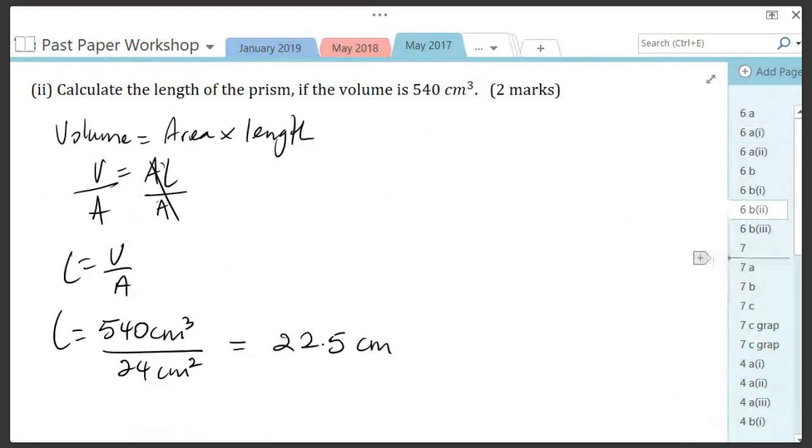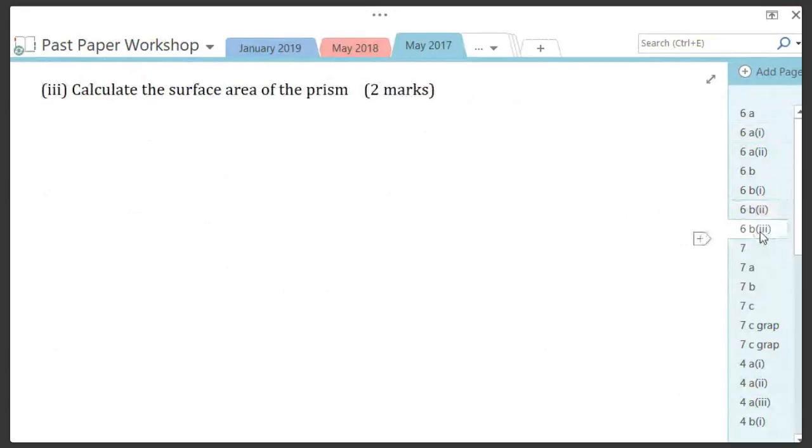Okay, so let's go on to part 3, which is the last part of the question here. Calculate the surface area of the prism for 2 marks. All right, so this is a bit of a tedious piece of working, but go ahead and work it out.